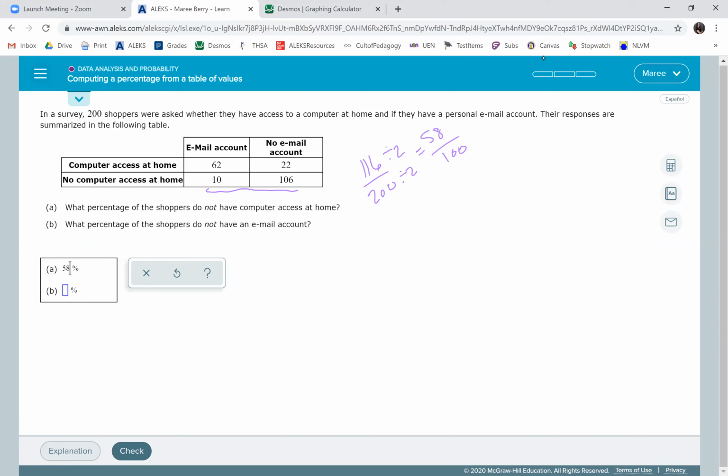For the second one, it says what percentage of shoppers do not have an email account. So I'm going to be looking at this column right here. I'll add 106 and 22 to get 128. Again, that's out of 200. So I'm going to have to divide by 2 so I can get it out of 100 and know the percentage, which is 64. So it's 64%.